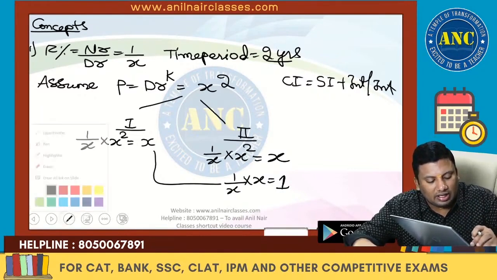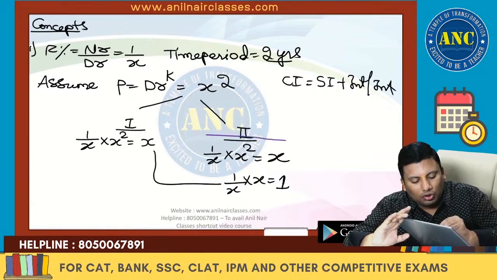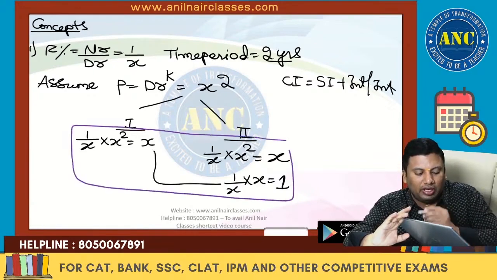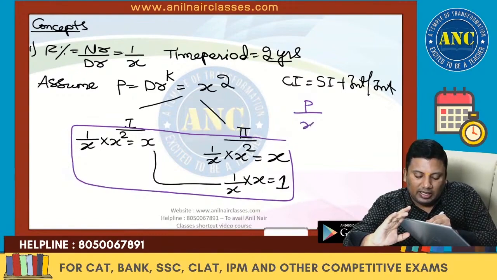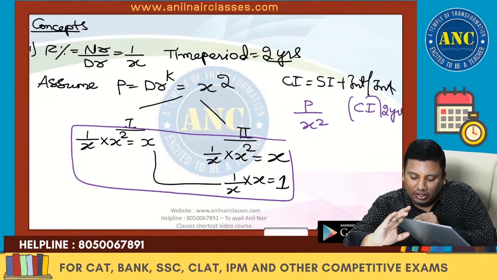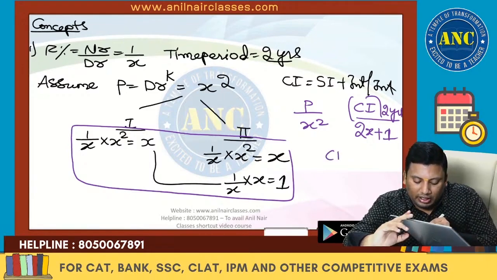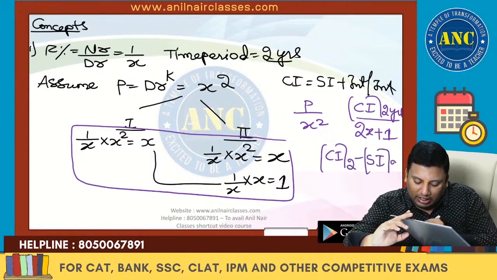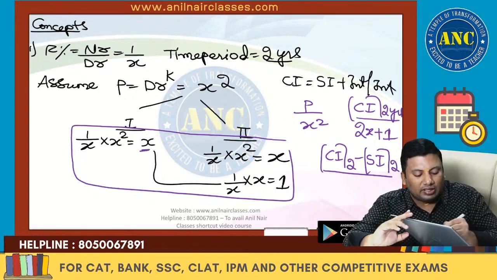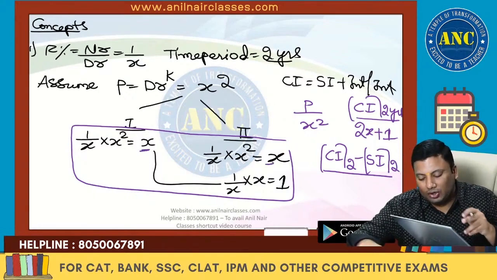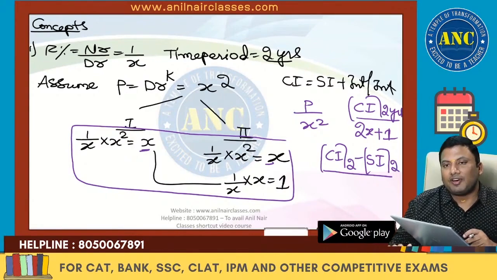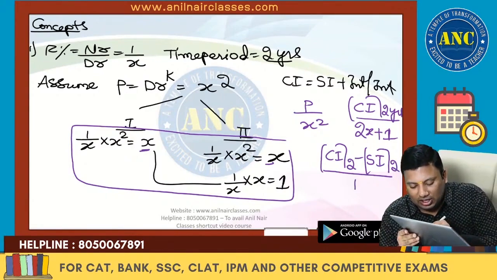Now see here, listen carefully. Total compound interest for 2 years. If the principal is x square, one important conclusion, compound interest for 2 years will be x plus x plus 1. It is 2x plus 1. Another important conclusion, compound interest for 2 years minus simple interest for 2 years. Simple interest for 2 years is x plus x, 2x. Total compound interest for 2 years is 2x plus 1, so the difference is nothing but 1.